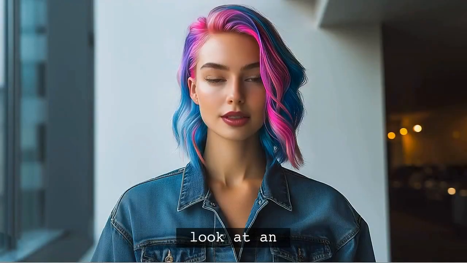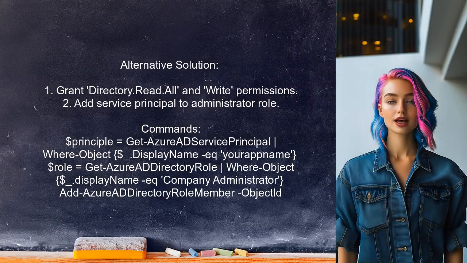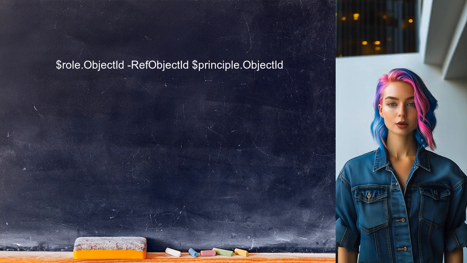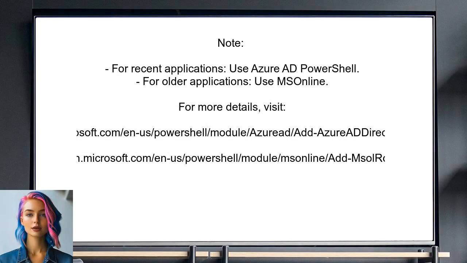Let's take a look at an answer from another user. An alternative solution provided by another user suggests that simply granting permissions like directory.read.all or write may not be sufficient. They encountered the same issue and resolved it by adding the service principal to the administrator role. If your application was created recently, you can use Azure AD PowerShell for this. However, if it was created a long time ago, you will need to use MS Online commands instead.